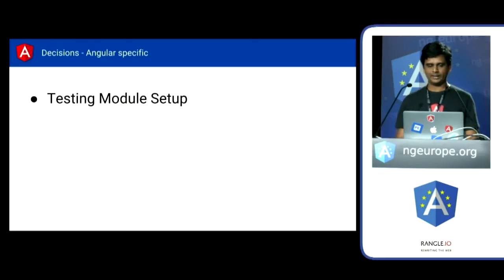So once you have decided these higher level things, then you would make decisions regarding your Angular application specific things. Essentially the main thing is how you would set up the testing module for your unit test. The testing module is the ng module equivalent for your test that provides the context in which your unit test runs. And in general, the main idea of a unit test is that you want to test things in isolation, and you mock out the dependencies of what you're trying to test.